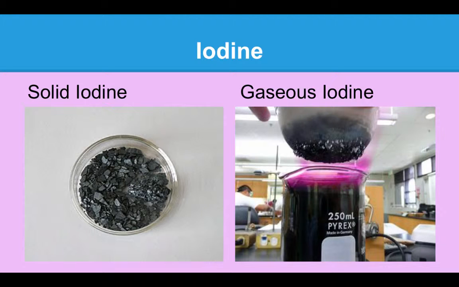Iodine is relatively large with an atomic radius of 198 picometers. Remember that a picometer is 10 to the negative 12 meters. So though it's relatively small, in comparison to its congeners, it's quite large. Iodine is a faint metallic lustrous solid at room temperature, but it has the ability to sublime to a violet gas.